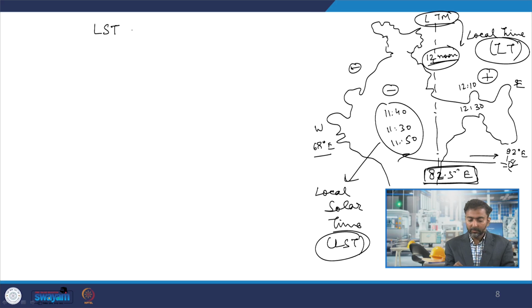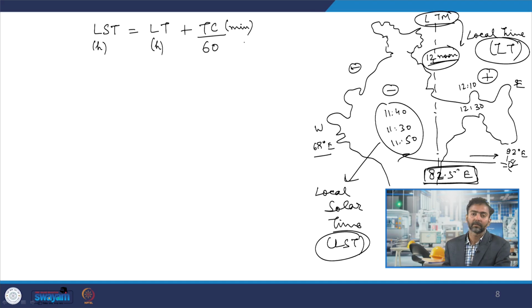So the local solar time, which we do not know, because our clocks and watches are tuned to the standard time meridian. So what we see in the clocks is the local time, what we are calling LT, the clock time, plus we need to have some time correction divided by 60. So why have we divided by 60? Because the local solar time we are measuring in hours, the local time also we are measuring in hours, whereas the time correction we will put in minutes. So we need to do some time correction to correct this particular difference.